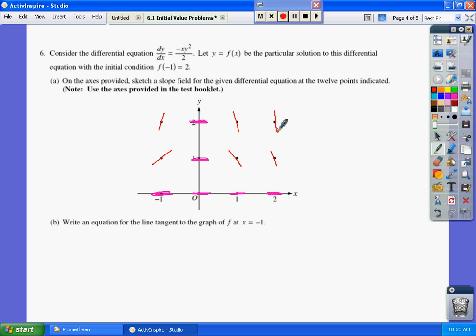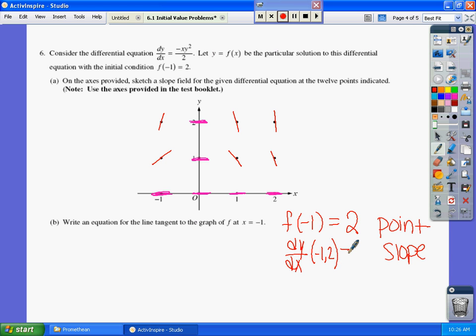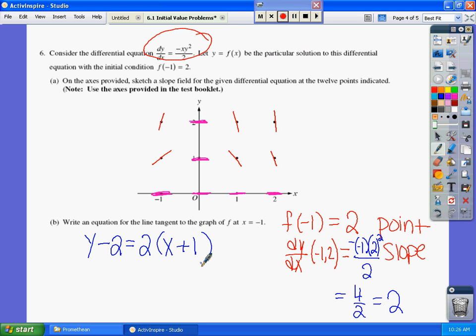Write an equation for the line tangent to the graph at x equal to -1. Well, at the beginning, it said that f of -1 is equal to 2. So I have my point. The other thing I need for a tangent line would be the slope. So really, I need dy dx at the point (-1, 2), which would be found by using the original differential equation. So I'll squeeze that in here. -1 times 2 squared all over 2. So I get positive 4 on top divided by 2, which makes a slope of 2. So my tangent line equation would be y minus the y of the point equals the slope times x minus the x of the point. So that turns into a +1.